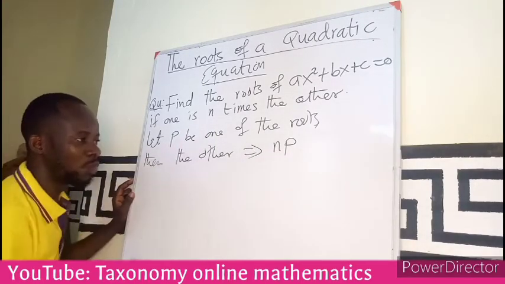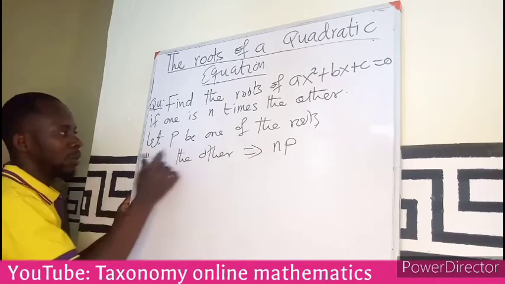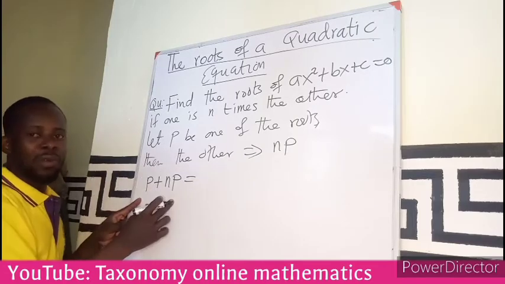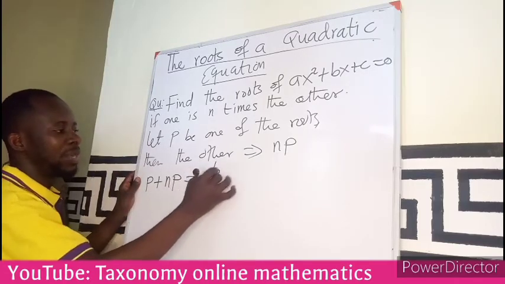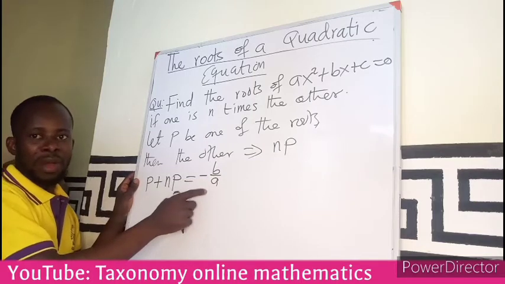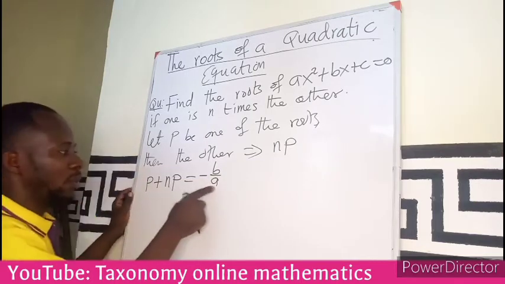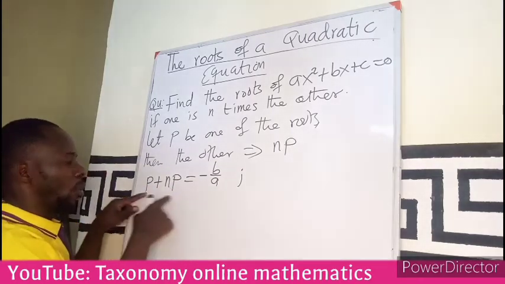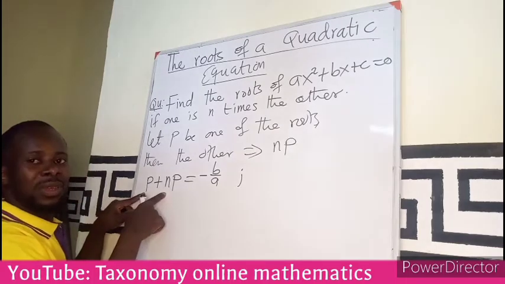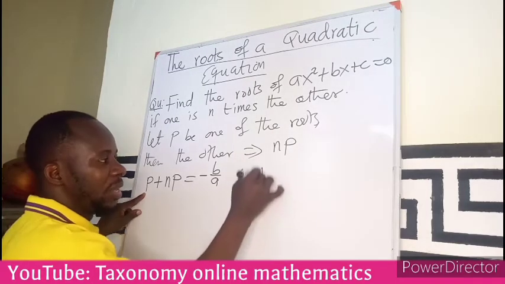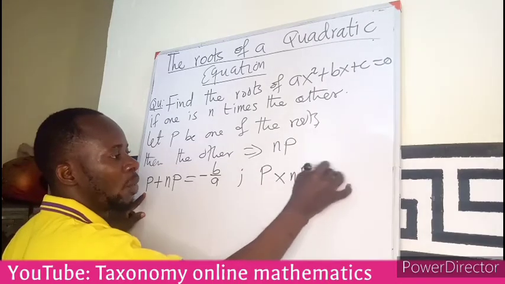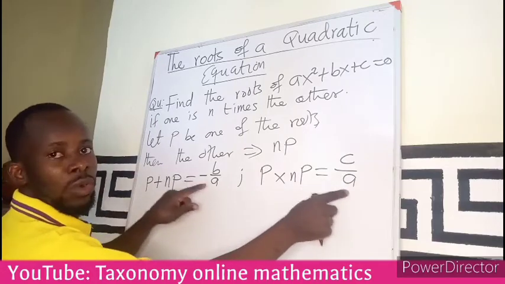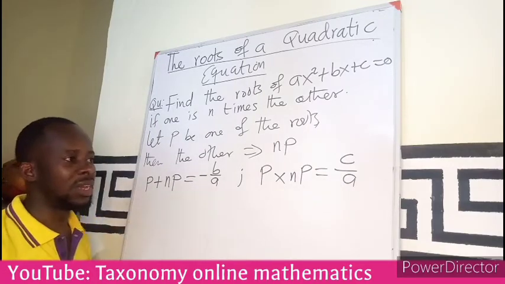Now if these are the roots, we know that the sum of the roots, p plus np, is equal to minus b over a. We got this from our previous lesson, how to find the sum. Then the product, p multiplying np, will also give us c over a. These two ratios were given in the previous lesson.